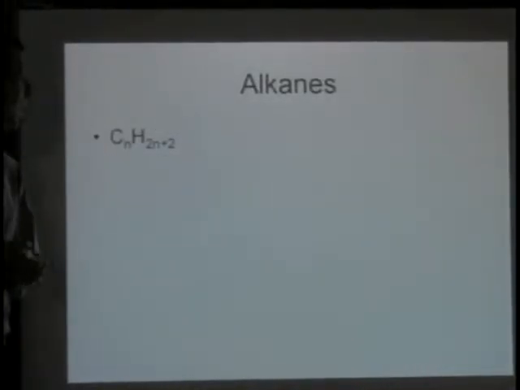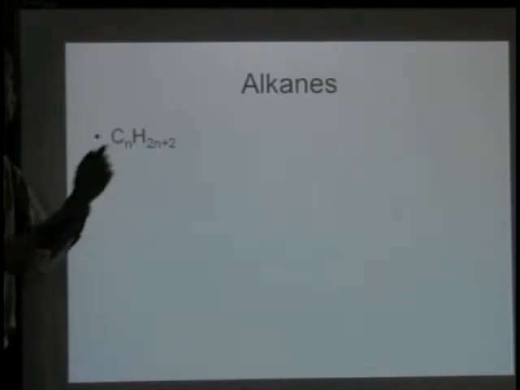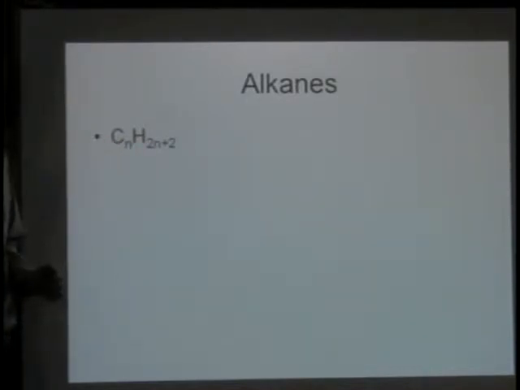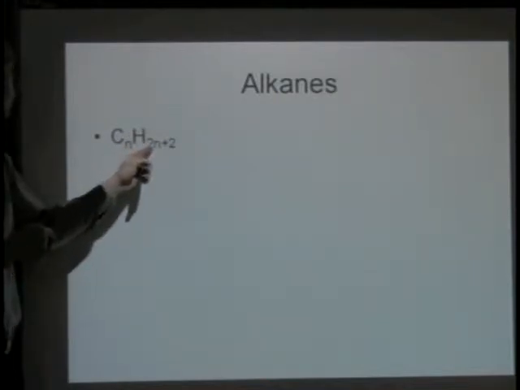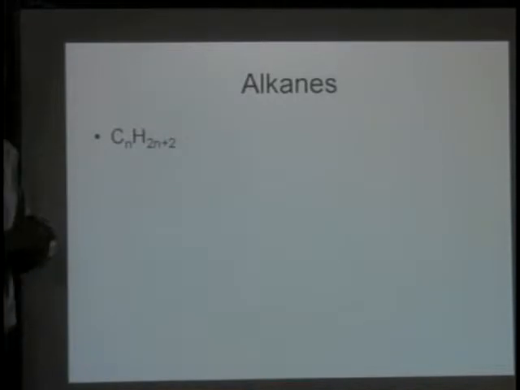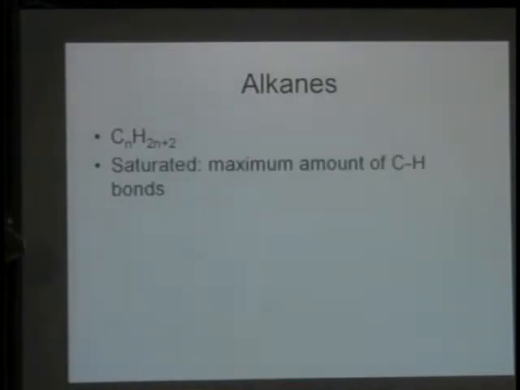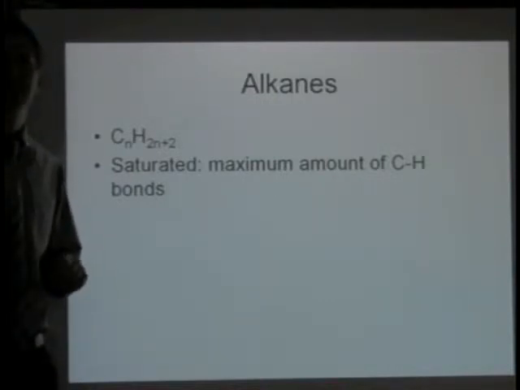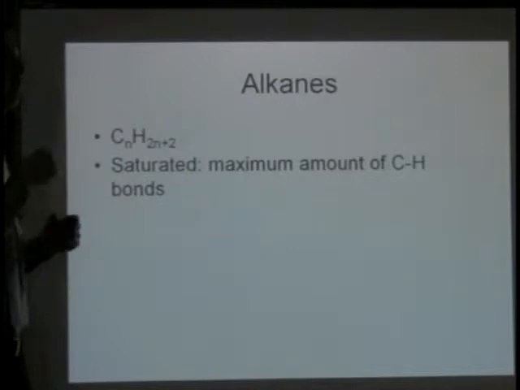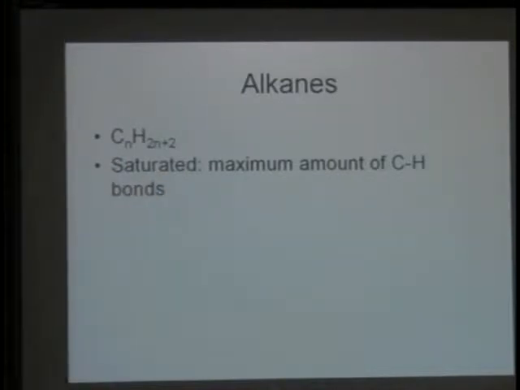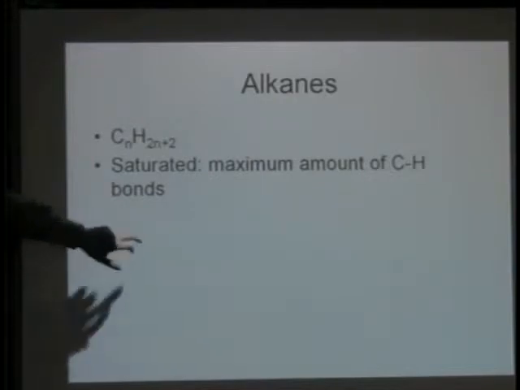The general formula for an alkane is CnH2n+2. In other words, if you know how many carbons you have, like 4 carbons, then you take 2 times 4 plus 2. Butane is C4H10. An alkane is referred to as saturated because it has the maximum amount of carbon-hydrogen bonds. If you've ever heard the term saturated fats, that's a long carbon chain without any double bonds, so you have the maximum amount of carbon-hydrogen bonds there.